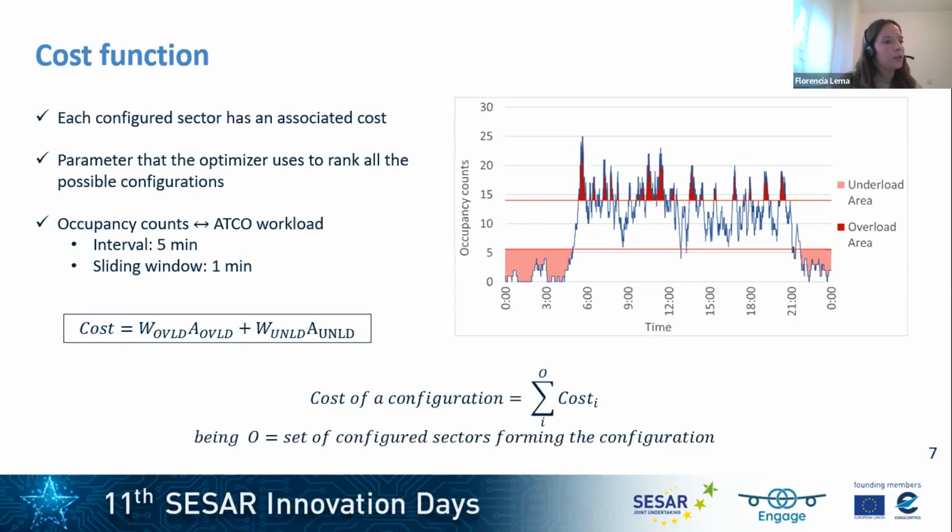Finally, to obtain the cost of a configuration, we'll need to sum the cost of all the configured sectors for a minute. So in global, our algorithm takes all the configured sectors that are in the airspace, computes the cost of each of them based on occupancy counts. Then it makes all the possible combinations respecting the constraints imposed to obtain the list of configurations. And then it makes the rank, it orders this list according to the cost of each configuration.